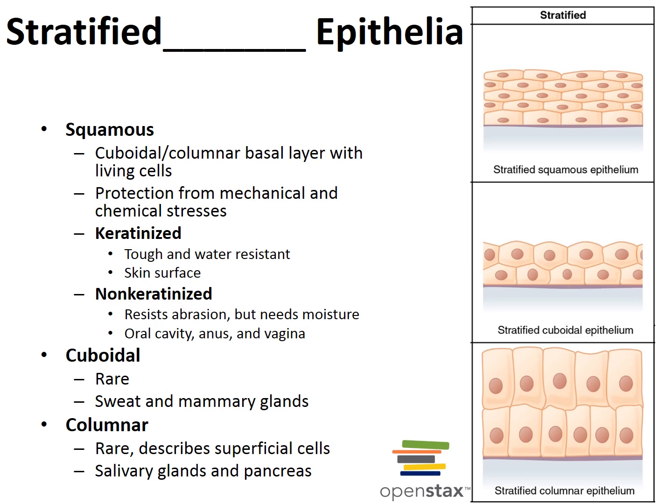Stratified cuboidal is very rare in the body. It's found in some sweat and mammary glands, and it's typically 2 cell layers thick. Stratified columnar also has a limited distribution in the body, with small amounts found in the pharynx, some glandular ducts, and the male urethra.